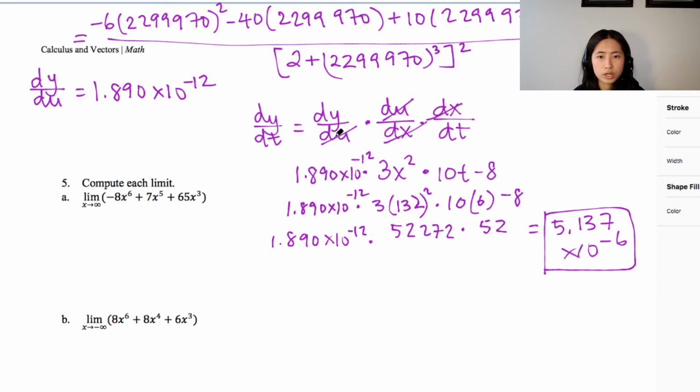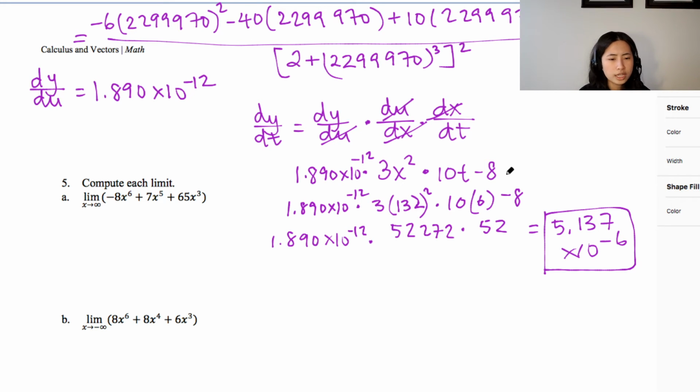Because you want to get rid of your denominator du. And then the same thing applies for dx over dt, right? Because you want to get rid of dx in your denominator. Therefore, you're left with dy over dt. And then all you have to do is find the derivative of u, which is 3x squared. Find the derivative of x, which is 10t minus 8. And you have to plug in your x and your t in order to find what dy over dt is. And the result would be 5.137 times 10 to the negative 6.